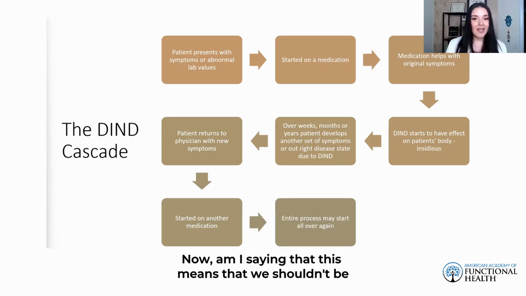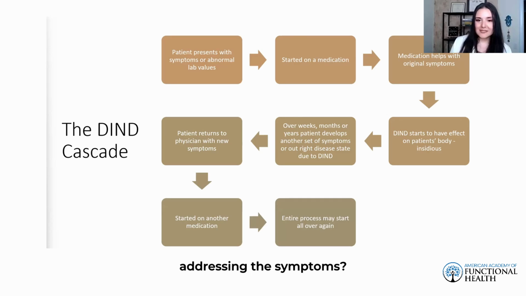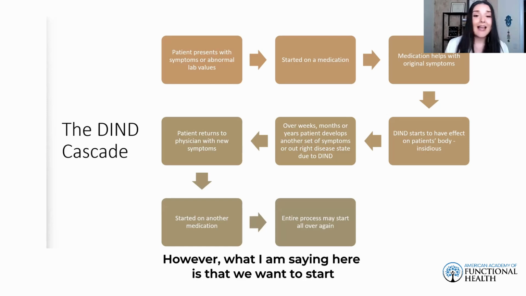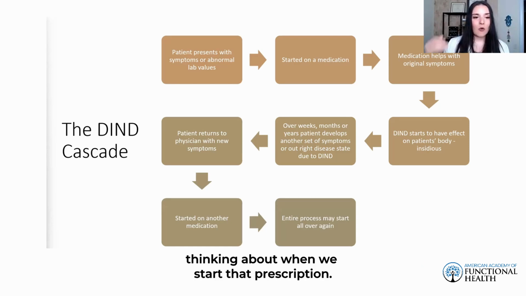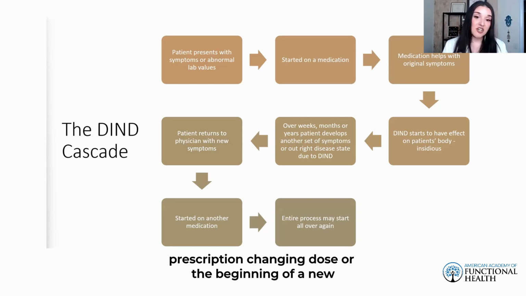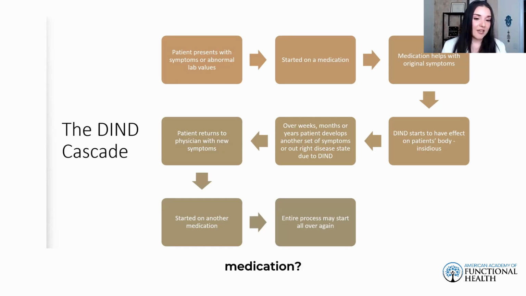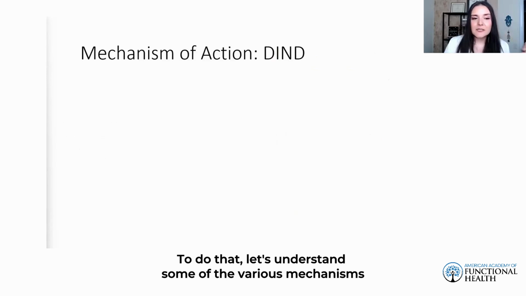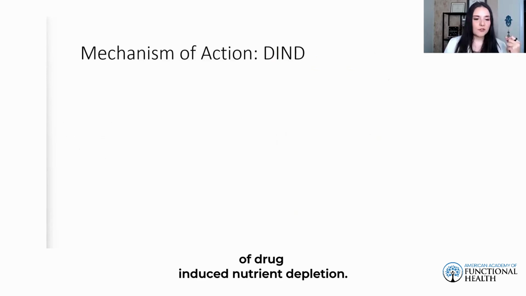Now, am I saying that this means that we shouldn't be addressing the symptoms? Sometimes we absolutely need to prescribe that medication. Like I said, every patient is different. However, what I am saying here is that we want to start thinking about, when we start that prescription, what else can we do to both reduce the need for that prescription changing dose or the beginning of a new medication, and what can we do immediately to do our due diligence to reduce the impact of those drug-induced nutrient depletions. To do that, let's understand some of the various mechanisms of drug-induced nutrient depletions.